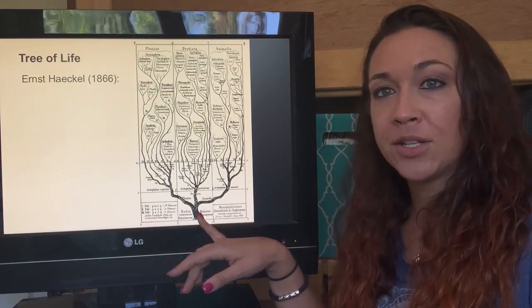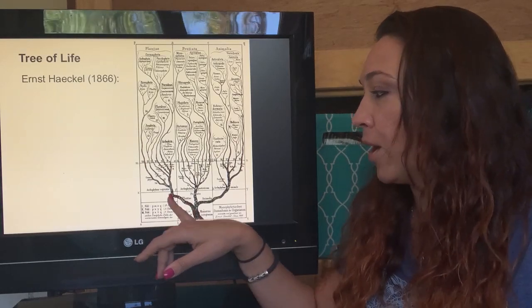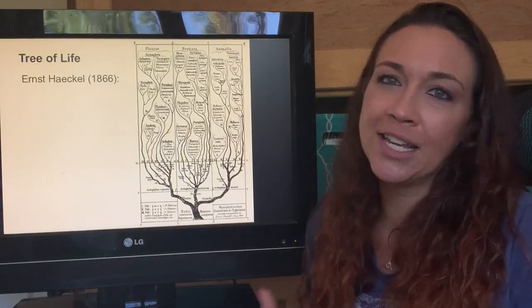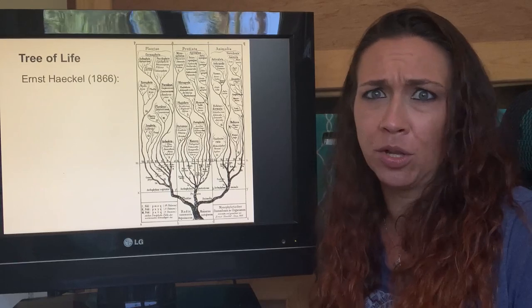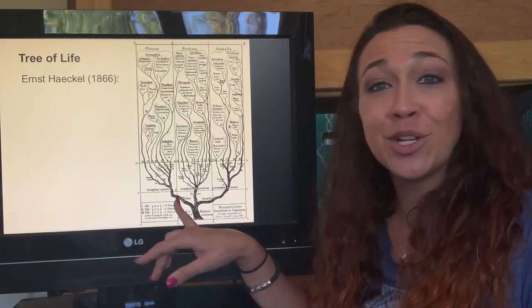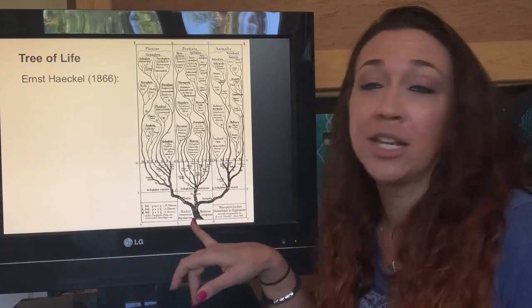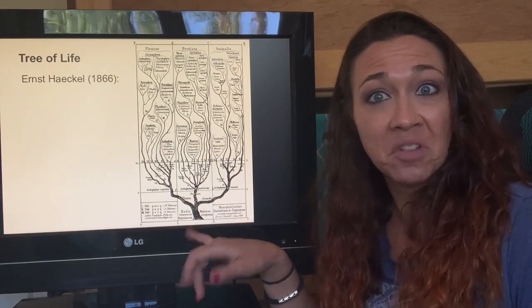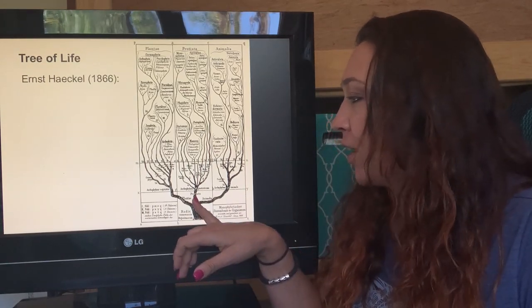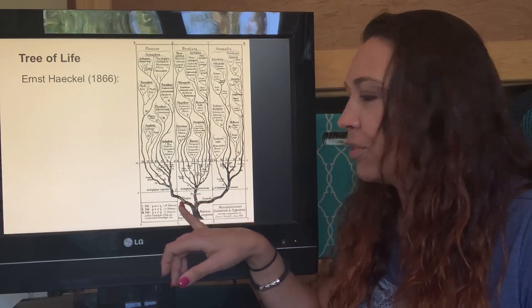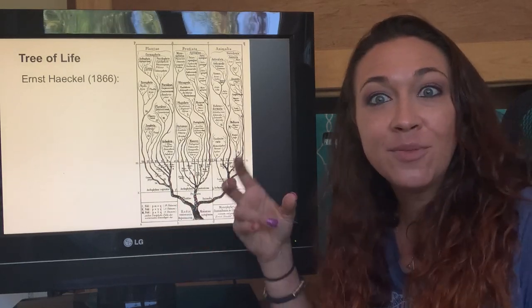So this is our common ancestor, and then you can see quickly they branch off, and he didn't get it perfect, but he was pretty close. First branch is plants, a branch different from animals, okay? So if this was the domain Eukarya, he's pretty good right here. And then you've got the kingdom Protista. So those are already the three kingdoms that we have.